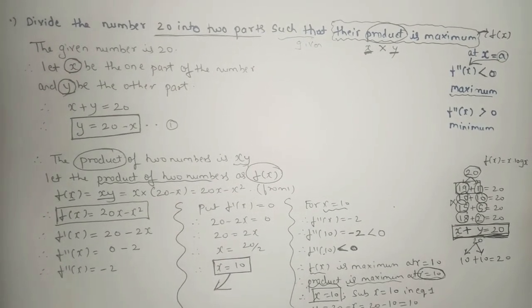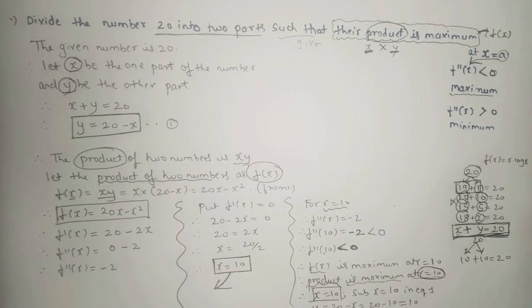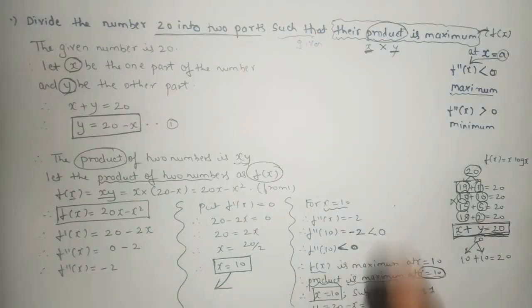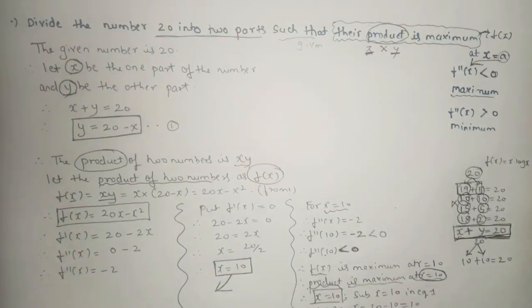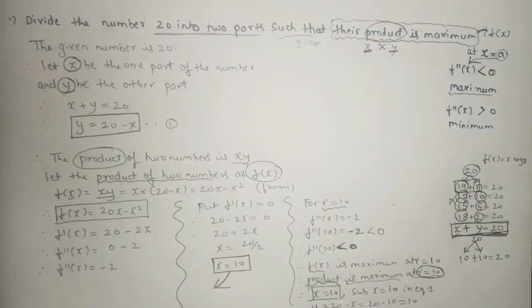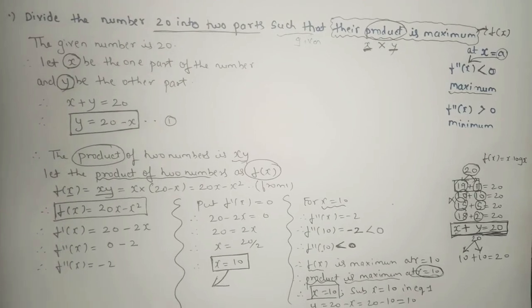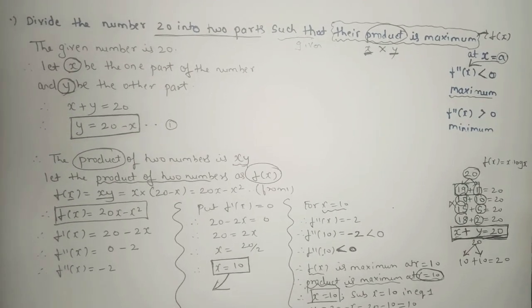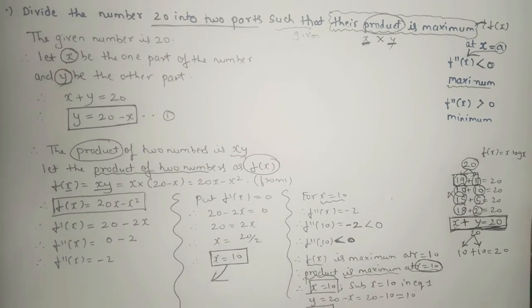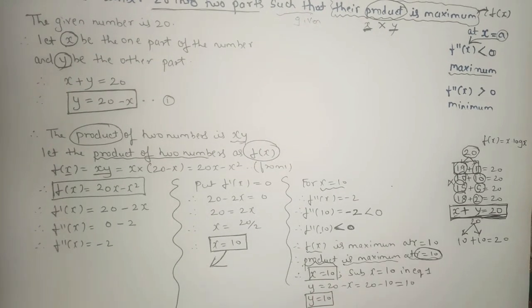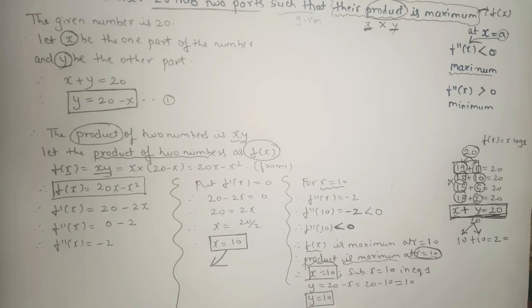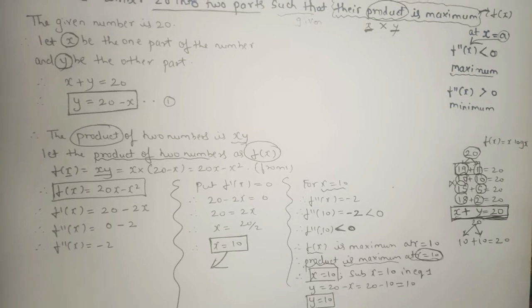Like here we got 10 and 10, but in each and every sum the answer will not be the same 10 and 10. It all depends on the statement given in the question. But for this sum, we got the first part as 10 and the second part also as 10. So this is the proper way in which you have to present your sum.